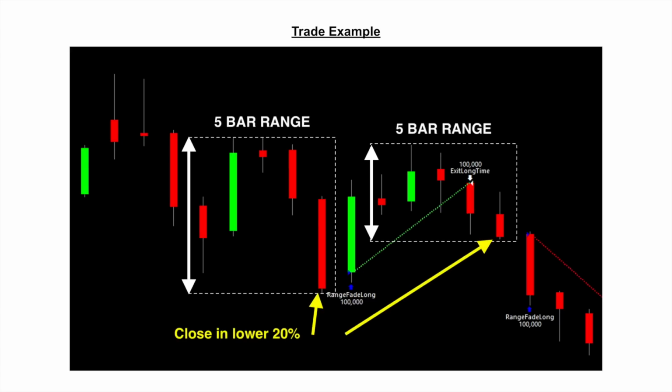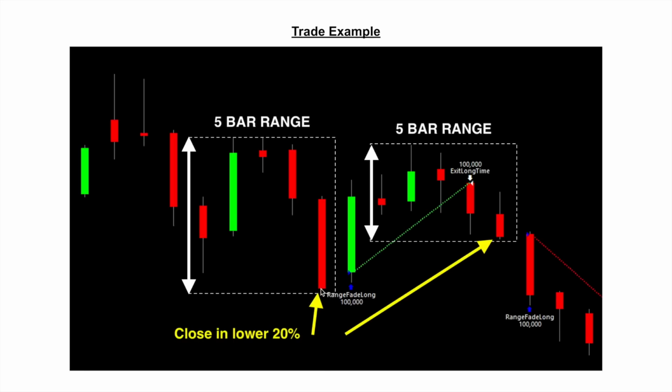I've got 2 trade examples on the chart. Let's look at the first one. So the first one here is where we got the trade. We closed in the lower 20% of the range, and that range was made up of the 5 bars. So 1, 2, 3, 4, 5. We're looking at the highest high and the lowest low, which was on the current bar here.